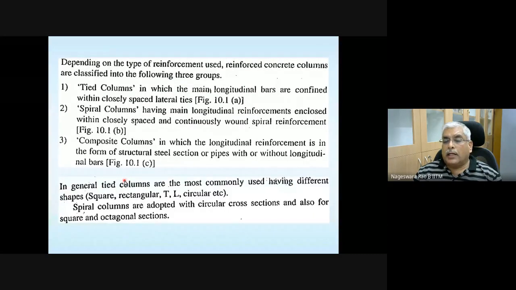In general, tied columns are the most commonly used, having different shapes. Whatever columns you see, mostly they are tied columns. You can have different shapes, from architectural considerations or from some other reason. Columns can be of square shape, rectangular, T, L, circular, etc. Spiral columns are adopted with circular cross sections and also for square and octagonal sections.